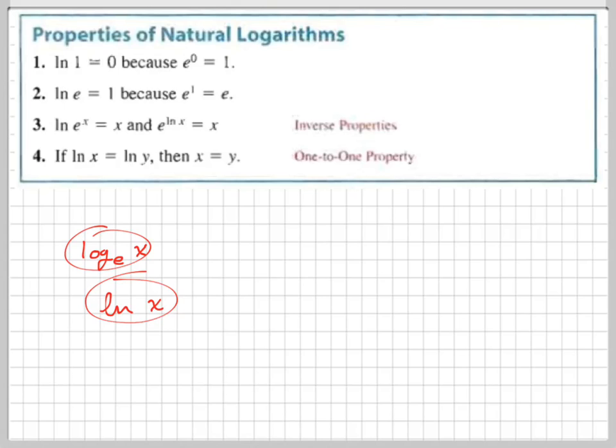Now, if the natural log bugs you, take it out and put log base e until you start getting really used to it. Natural log just means log base e. That's it. And all the rules are the same. So let's take a look at some problems that we have to simplify for practice.